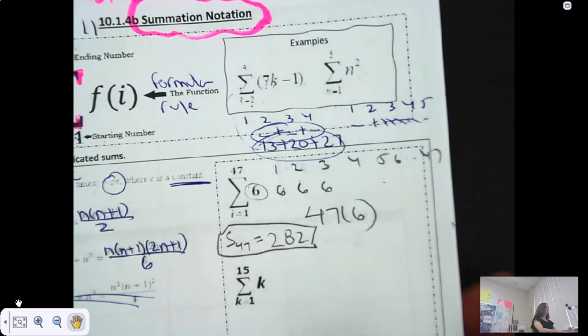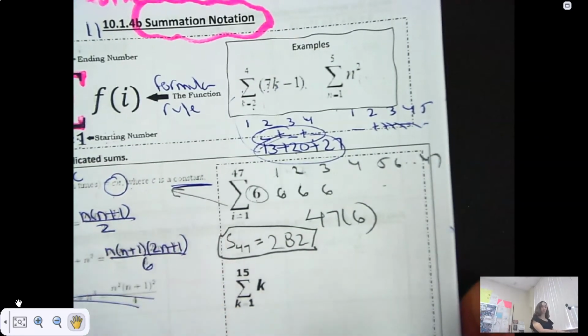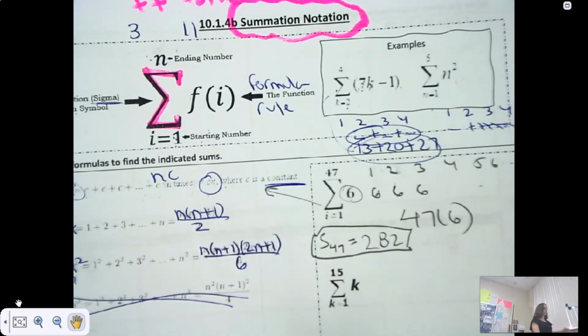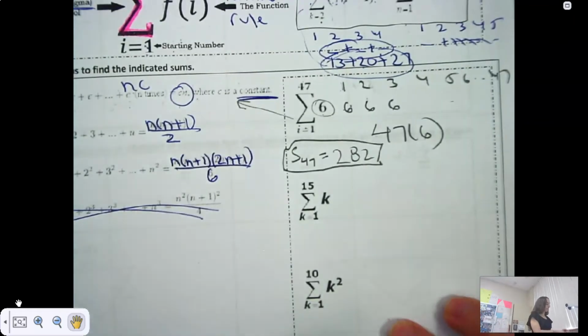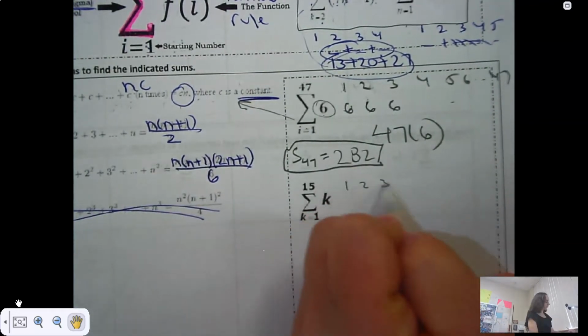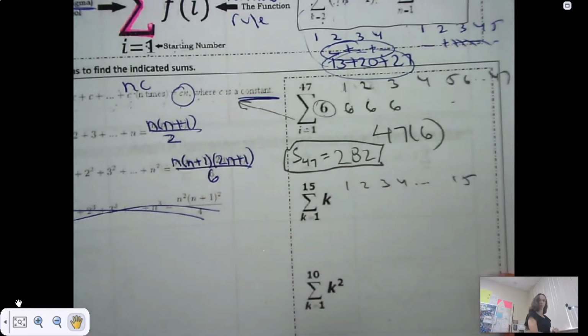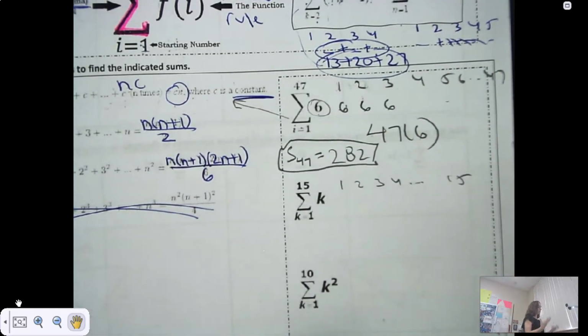Let's go to the next one. And that was that formula right here. Let's go to this one. Oh, this is a line. This is the parent function for the line. This is saying you add the first and the second, the third, the fourth, all the way to the 15th number, and you will get the total.